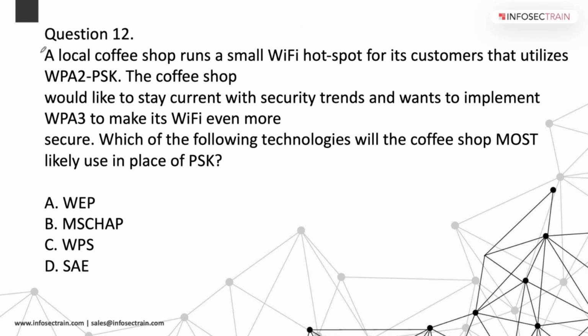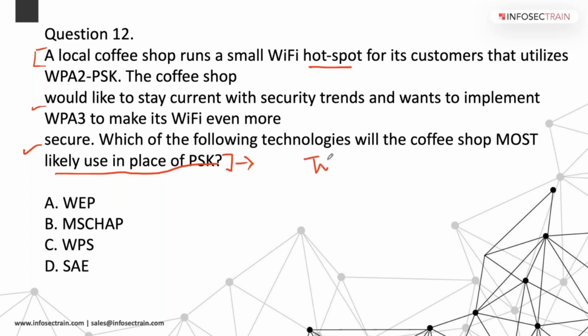Okay, here: a local coffee shop runs a small Wi-Fi hotspot, just like a Starbucks, for its customers that utilizes WPA2 PSK. The coffee shop would like to stay current with security trends and wants to implement WPA3 to make the Wi-Fi even more secure. Which of the following technologies will the coffee shop most likely use in place of the pre-shared key? If you remember something from WPA3, remember you want to upgrade, not degrade.